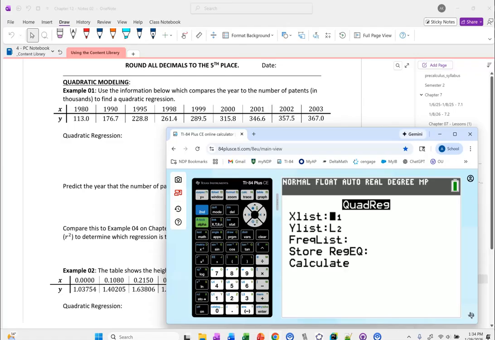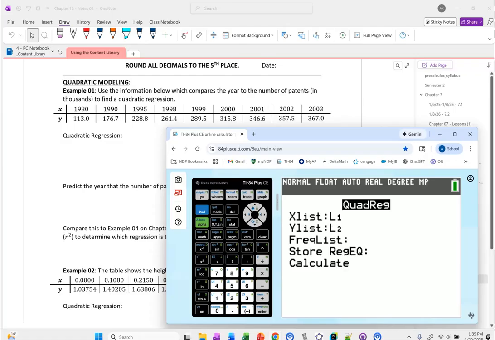X says L2 for me, yours says L1, is that an issue? Well, where did you type your X's in? What list did you type it in when you typed it into the calculator? L1 and L2. Okay, so you want to make sure your X list says L1. You just have to do second, and then change this one to L1. So I type my X's into L1. I type my Y's into L2.